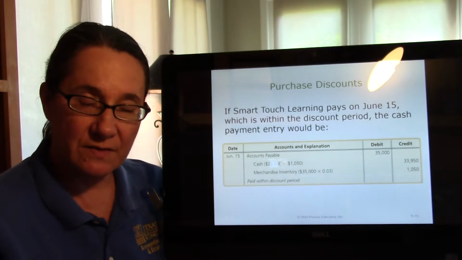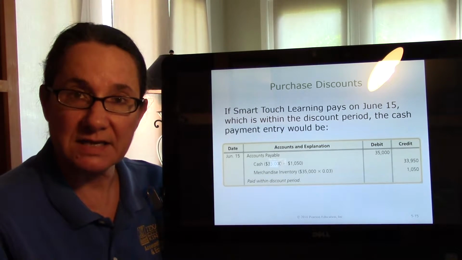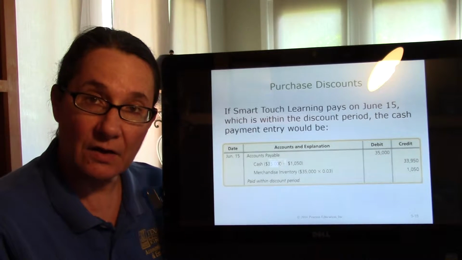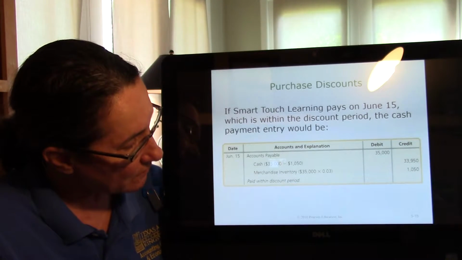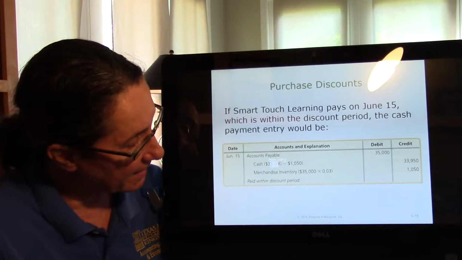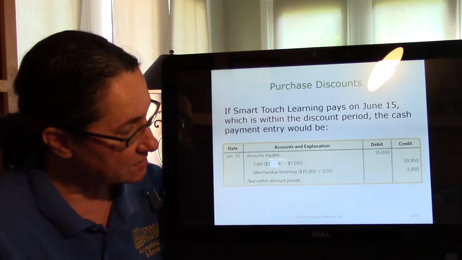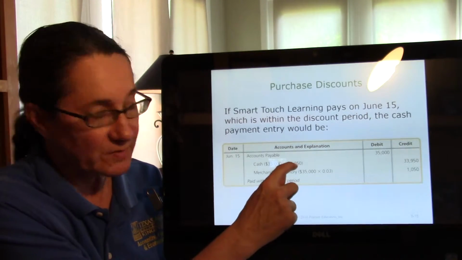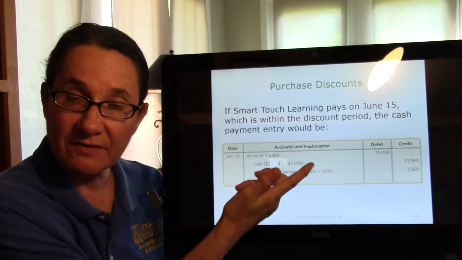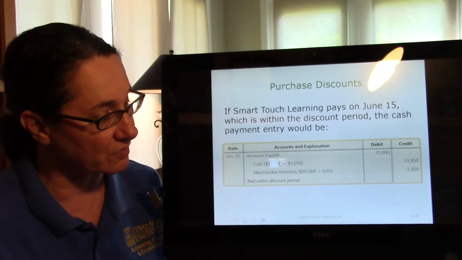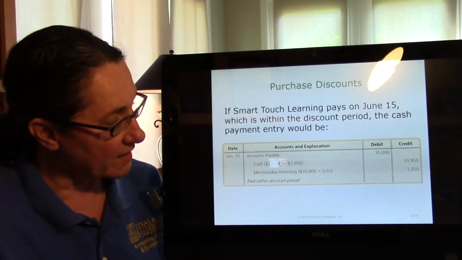We owed $35,000, but they said, well, we'll give you a discount if you go ahead and pay us early. So we say, well, yeah, that's a lot. That turned out to be $1,050. 3% of $35,000 is $1,050. So we're going to take advantage of that. So how do we do that?